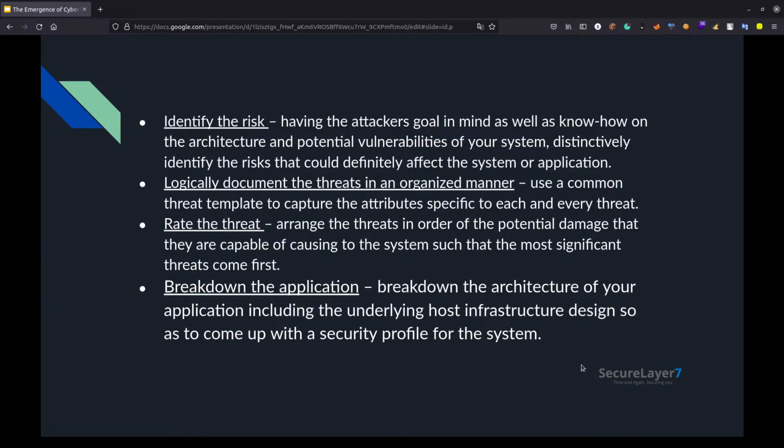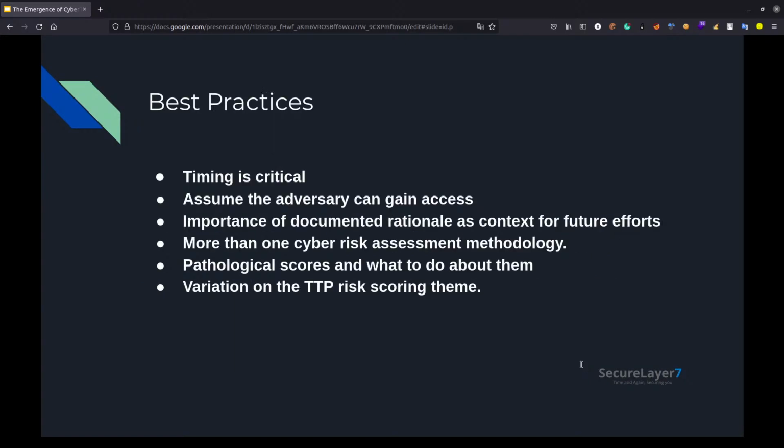So hope you have got a basic overview about the threat modeling process, and it would definitely help you in building a good model about the product or the asset in the company. So now let's know about some of the best practices which we need to follow.